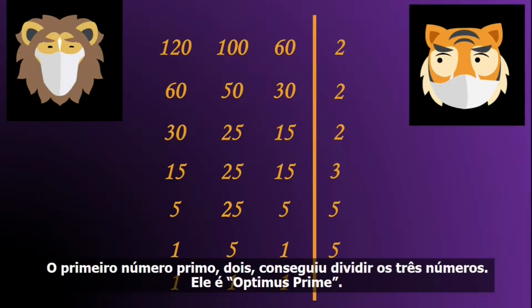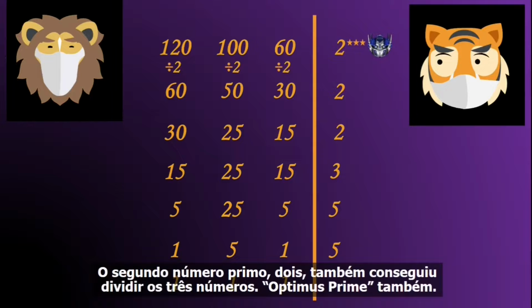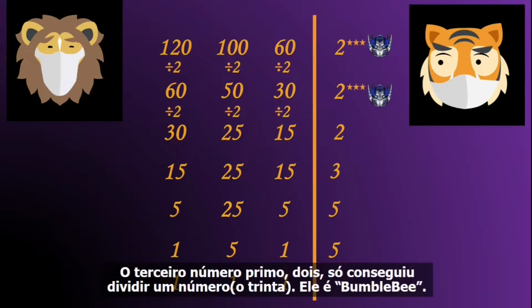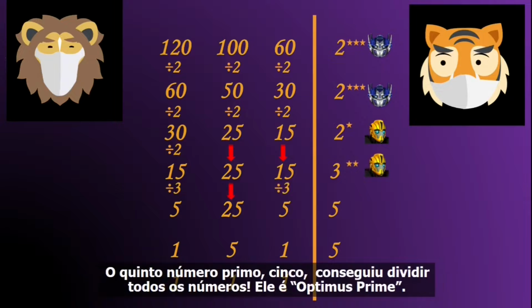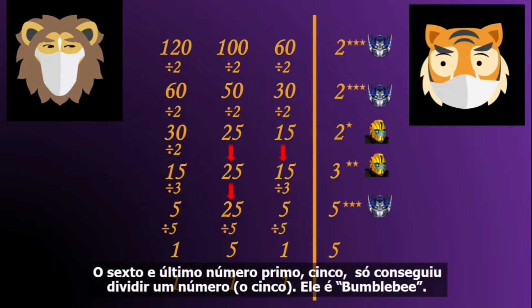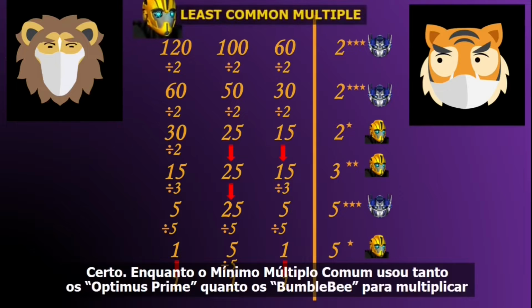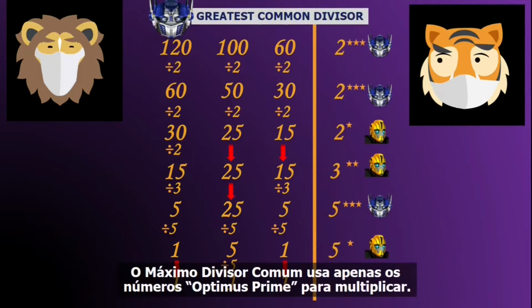The first prime number, 2, managed to divide all the 3 numbers. He is Optimus Prime. The second prime number, 2, also managed to divide all 3 numbers, Optimus Prime. The third prime number, 2, only managed to divide one number, the 30. He is Bumblebee. The fourth prime number, 3, only managed to divide one number, the 15. He is Bumblebee. The fifth prime number, 5, managed to divide all the numbers. He is Optimus Prime. The sixth prime number, 5, only managed to divide one number, the 5. He is Bumblebee.